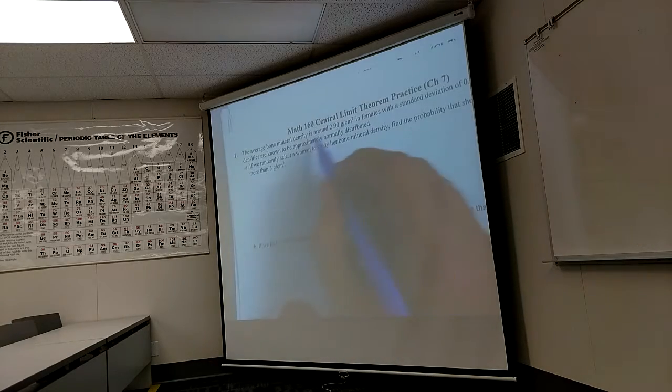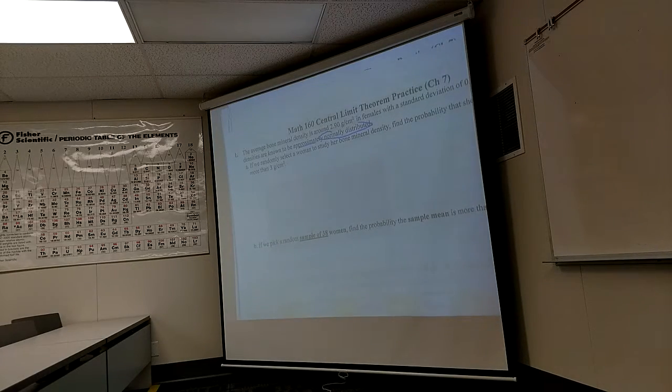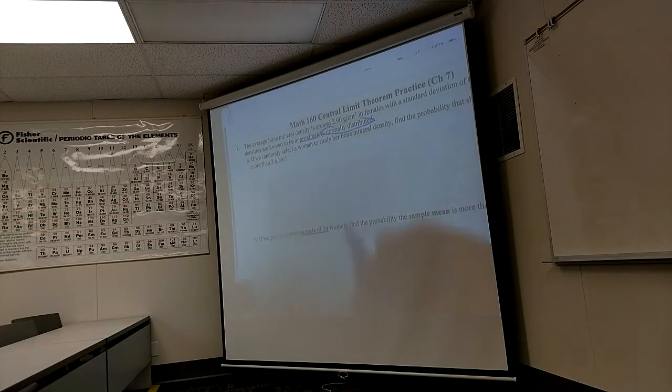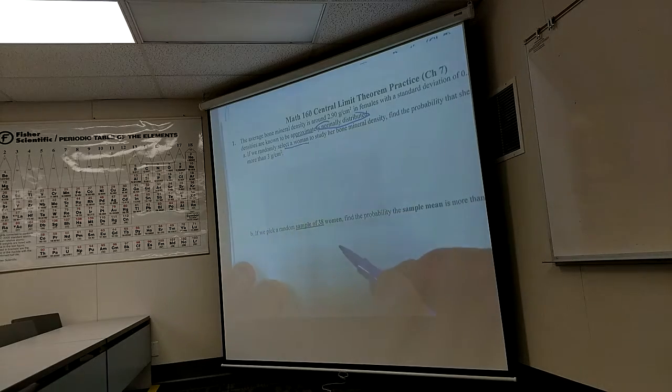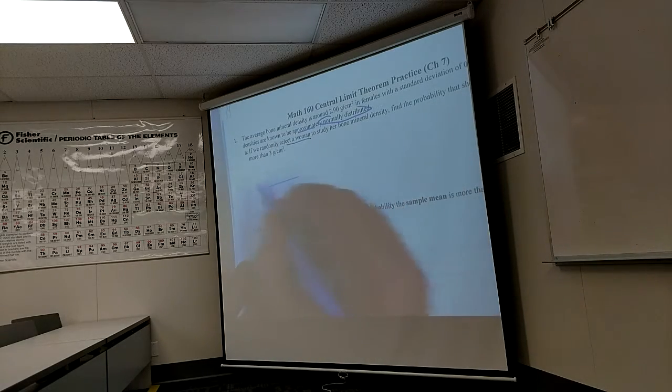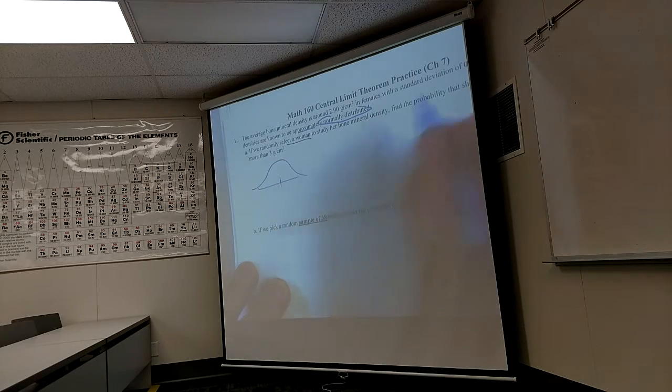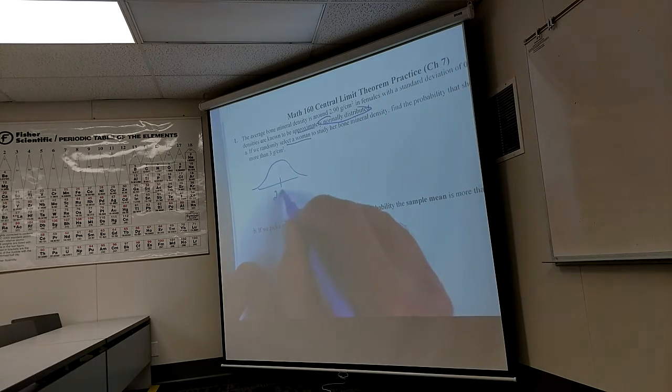So this problem, we know it's normal. Close enough, right? Approximately. So then, even if I just take a single, in this case, person, I can still draw that curve. I got the mean is going to be 2.9. I want more than 3.